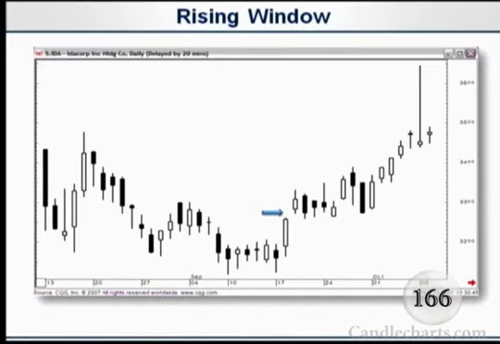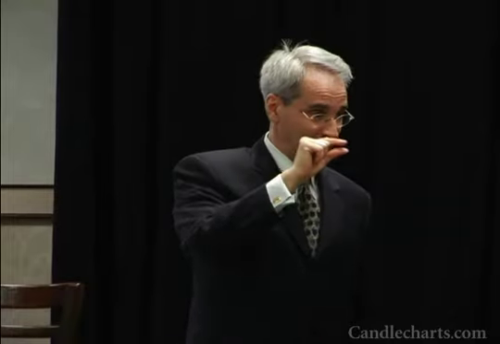So the market, very often, when it retraces to the rising window, it becomes a support area. And I like small windows. We're going to look at small windows in detail in a little bit. But what's good about a small window, as opposed to a large window, is that you have a much tighter support zone.